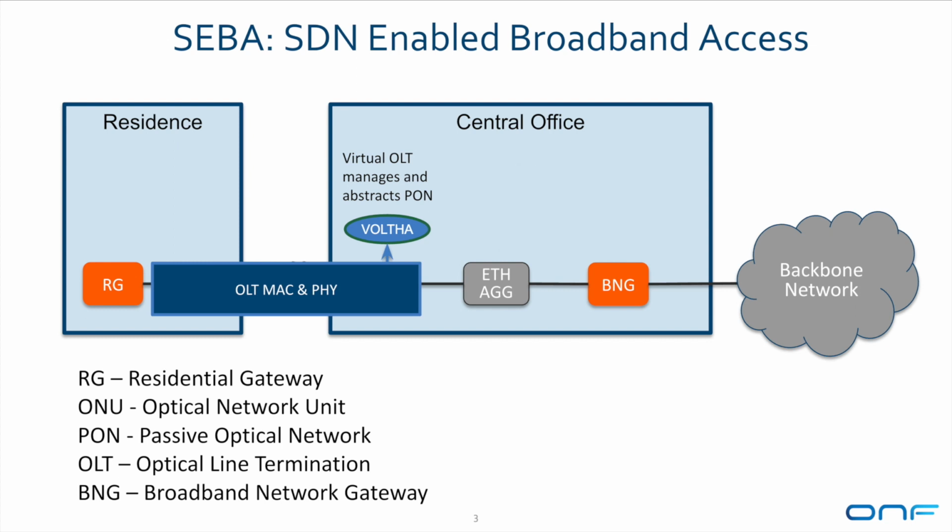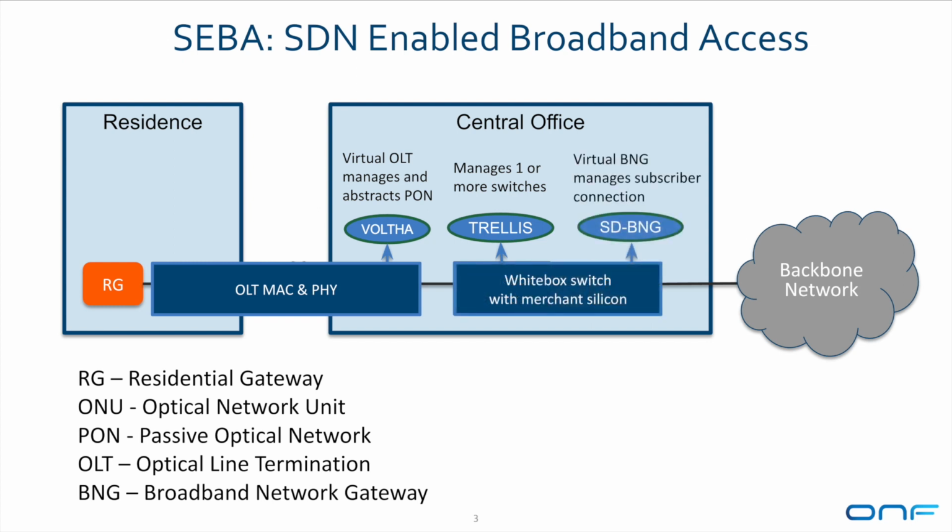Second, we use Trellis to realize the fabric that connects the OLTs to the BNG. And finally, for the BNG part, we can reuse the same forwarding devices that are already part of the forwarding plane of the SEBA pod to actually provide the same functionalities of a traditional BNG. And we do this using a project called SDBNG. Now I want to dive in on each one of these components to give a bit more details.